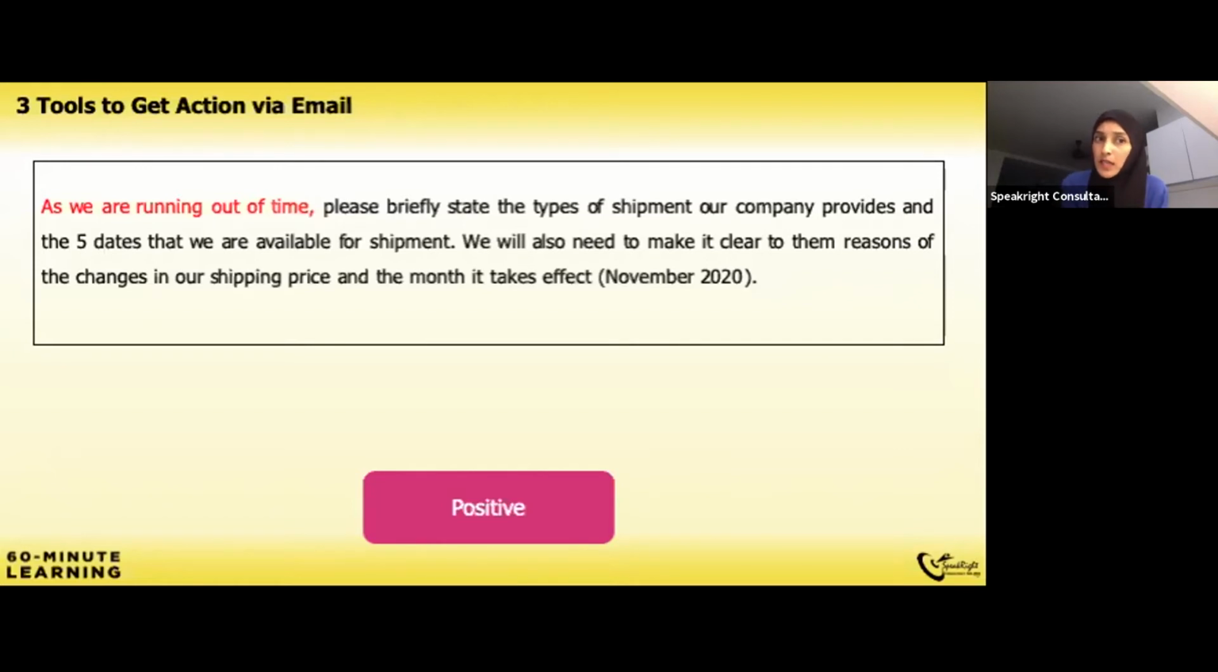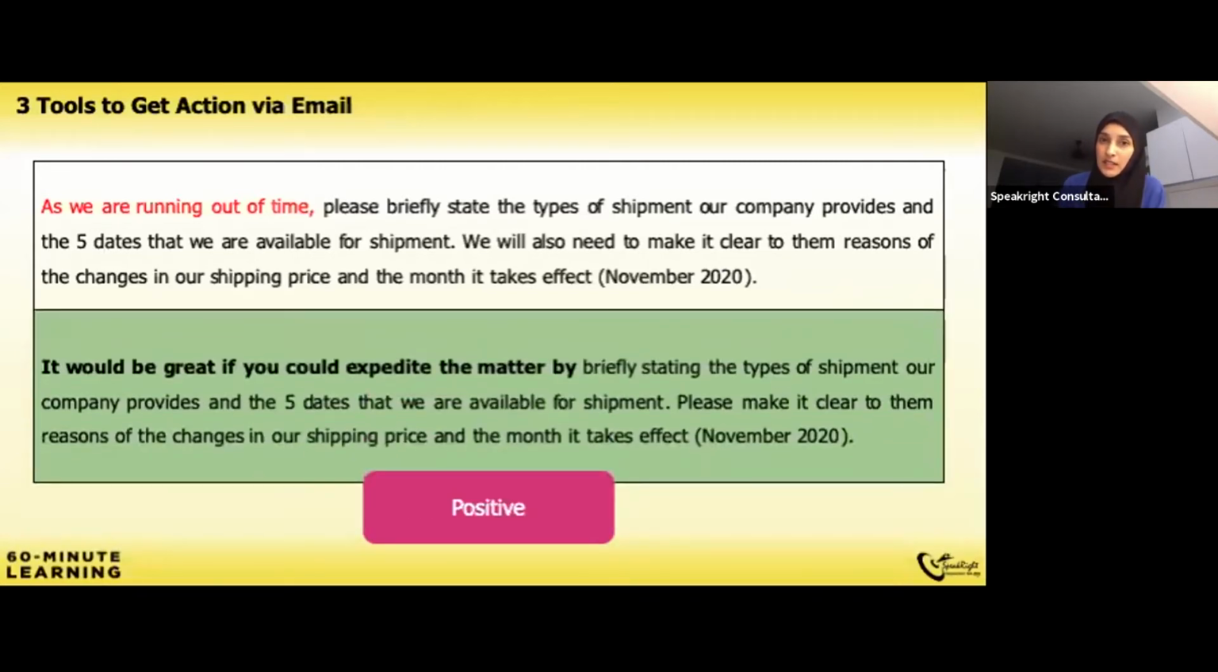Perhaps it's important for Jenny to know that we're running out of time, but there is a better way to write this out without sounding negative or pressuring Jenny, okay? How can we make it sound more positive? Look at this. "It would be great if you could expedite the matter by briefly stating the types of shipment." So this is an indirect way of saying that, yes, we're running out of time, but you are gently requesting Jenny to expedite the matter. So you're gently telling her that it needs to be done as fast as possible.